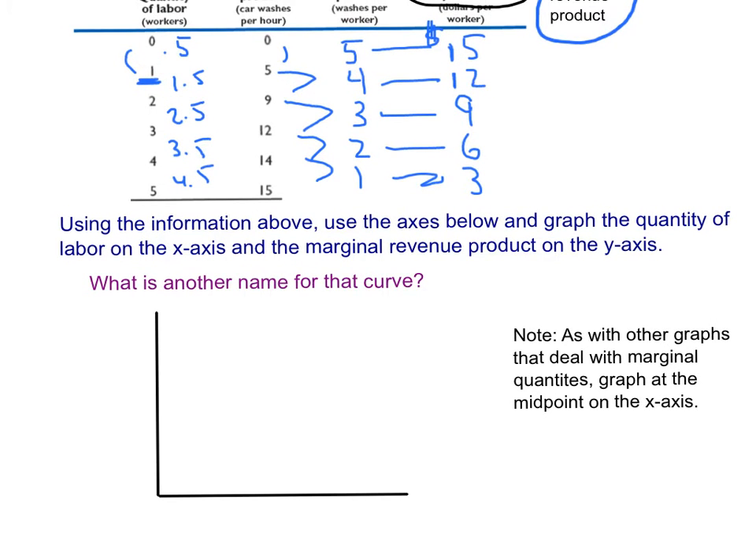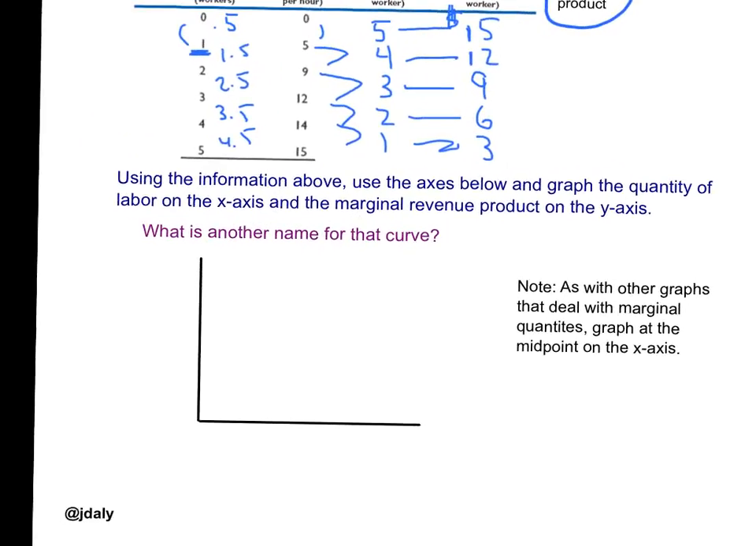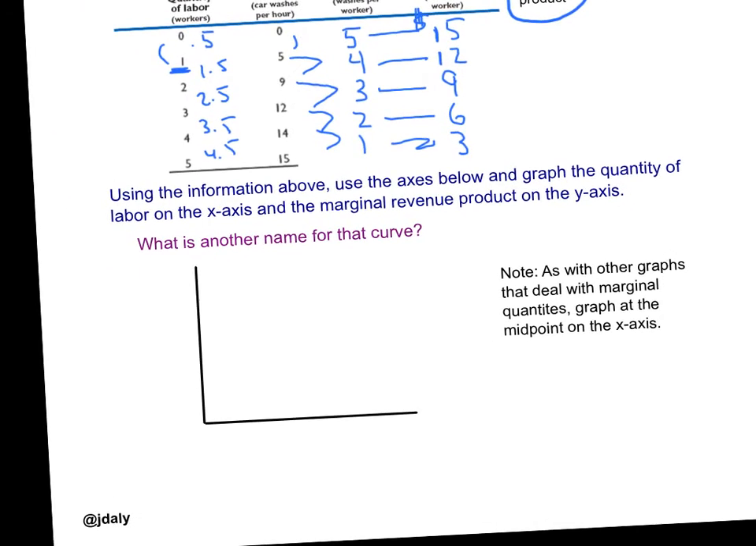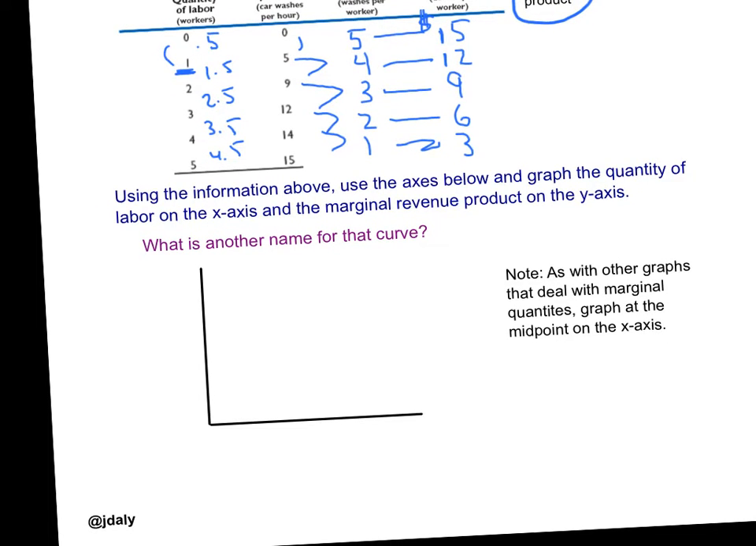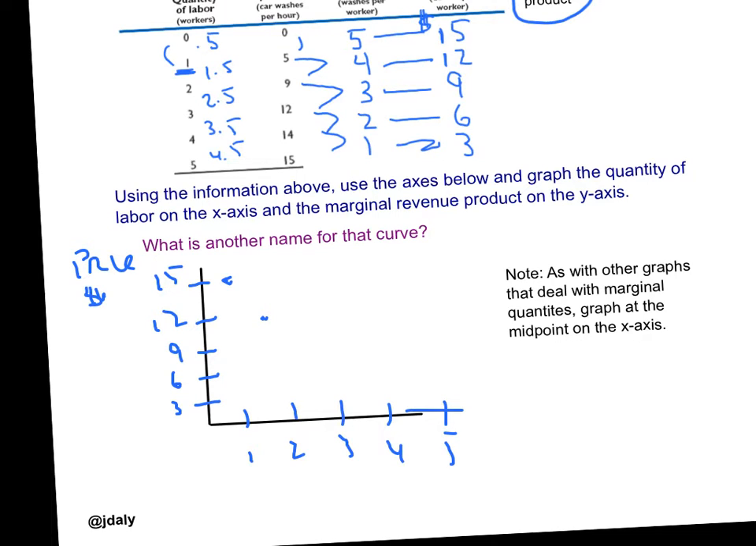So now, if we use this information to construct a graph, what would we get? I'm going to take the first column and the last column. I'm going to take the quantity of labor on the x-axis, so 1, 2, 3, 4, 5, and I'm going to put the price, a dollar amount, in this case the marginal revenue product, 15, 12, 9, 6, and 3 on the y-axis. If I graph those, I'm going to do it at the midpoint though, so that 0 to 1, that 0.5 is going to go to 15, 1.5 goes to 12, 2.5 goes to 9, 3.5 goes to 6, 4.5 goes to 3.